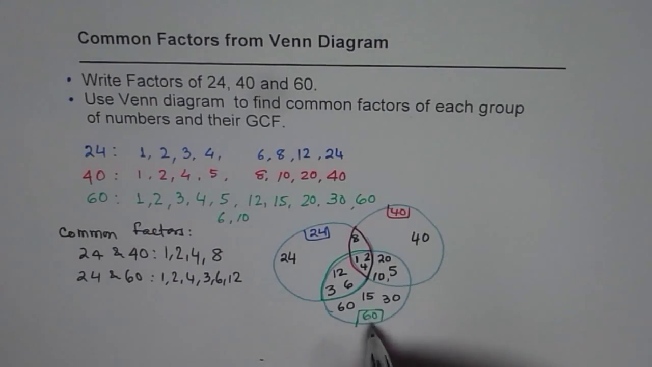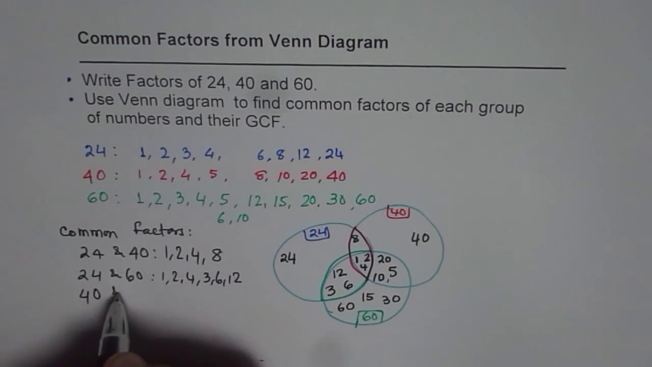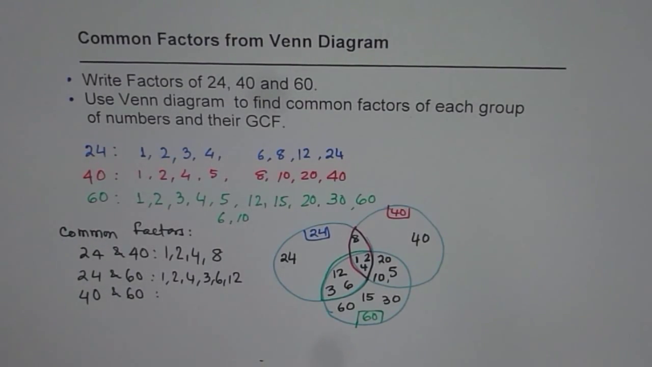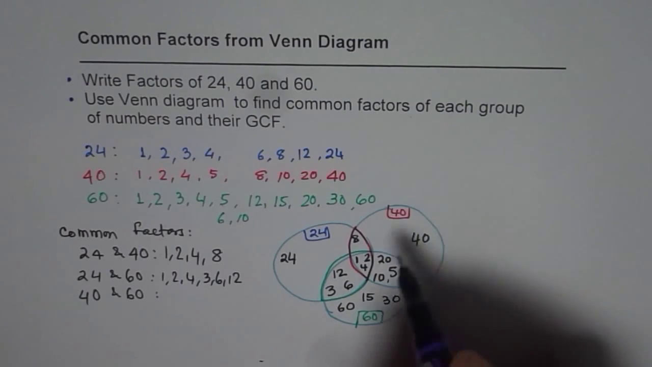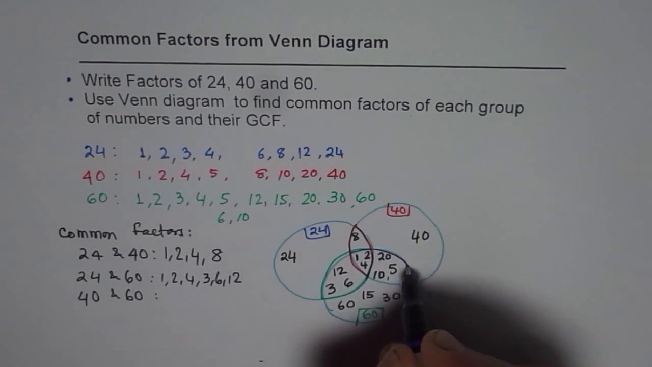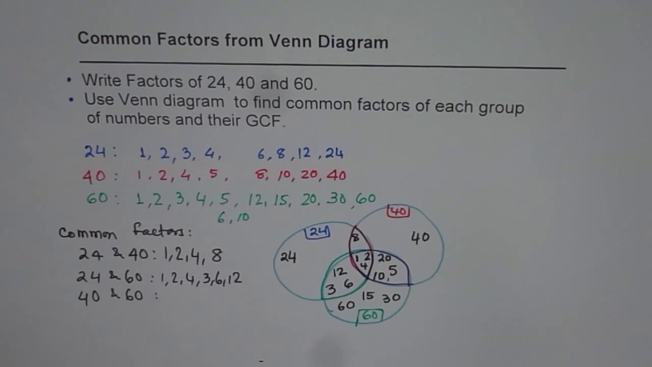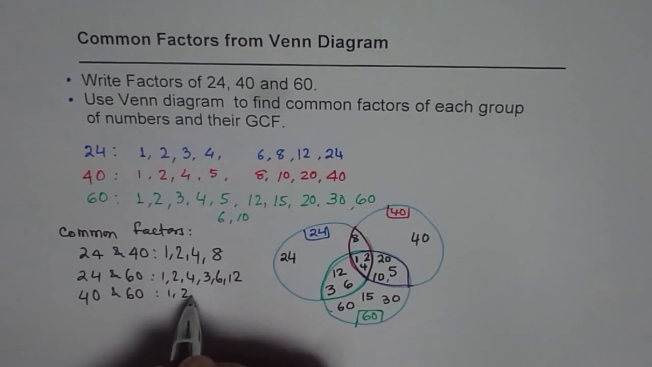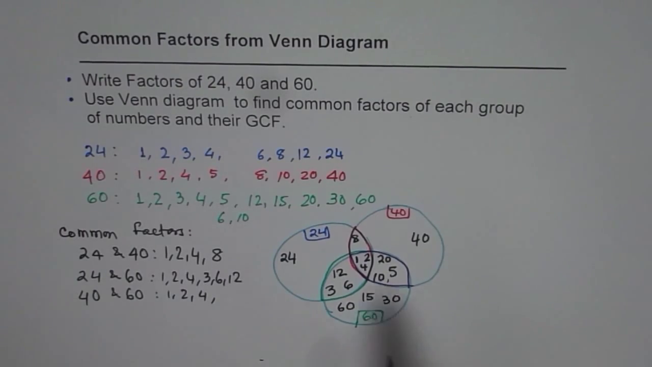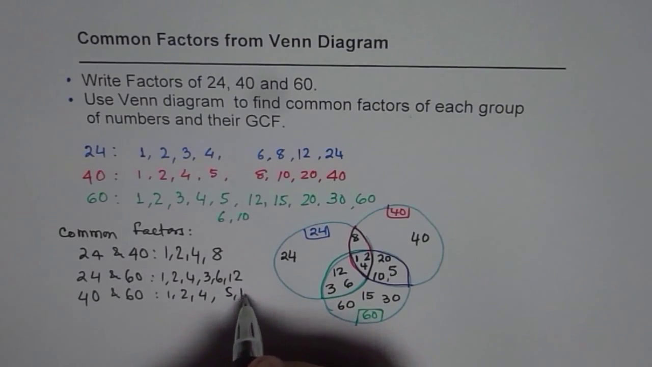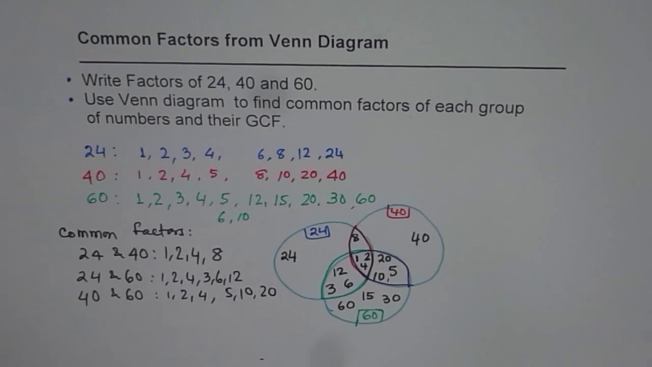Okay, how about 40 and 60? 40 and 60 is a group which is here. 40 and 60. So all the numbers in this is 1 to 4, which are common to all three of them. And then we have 5, 10, 20. Is that okay? Now how about common to all three of them?